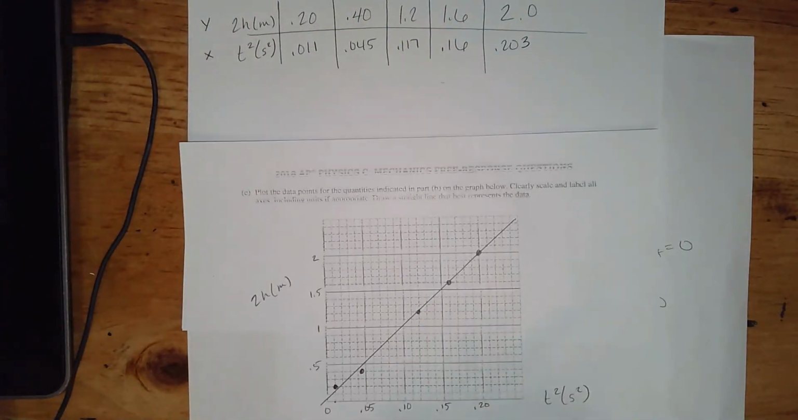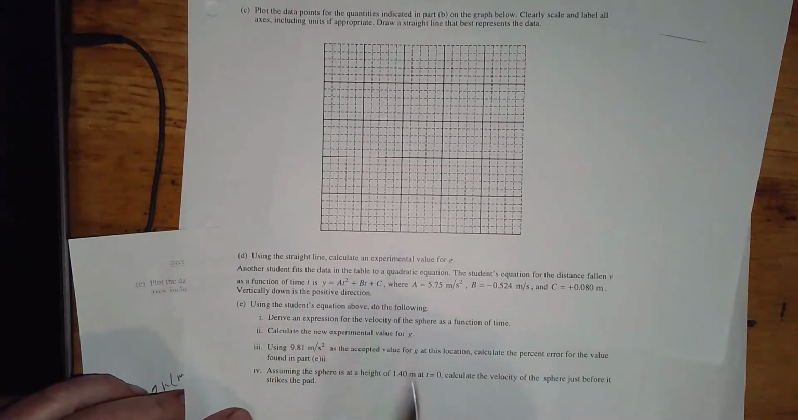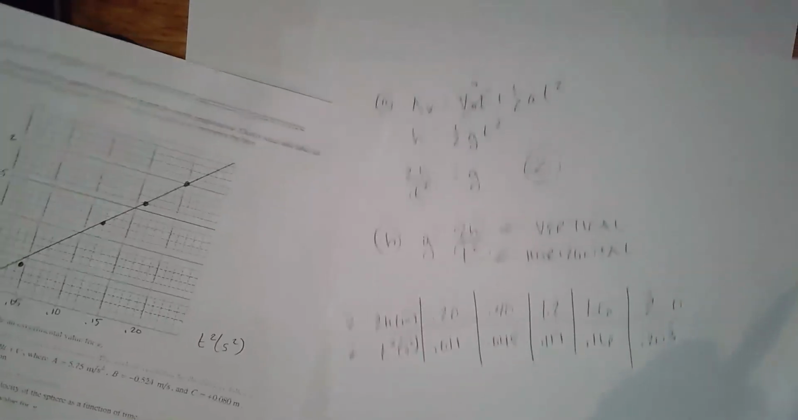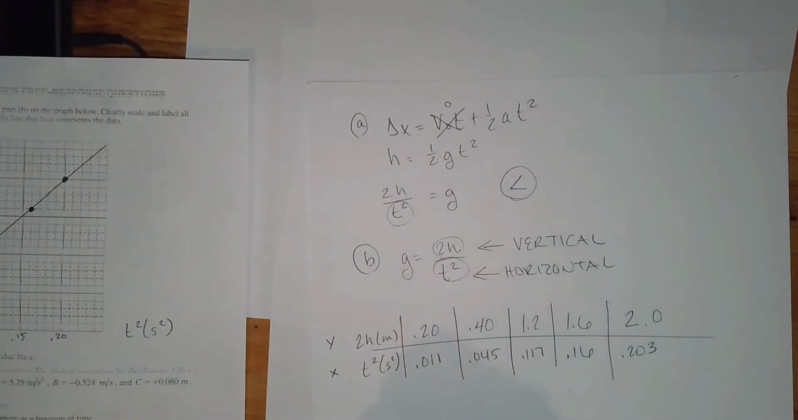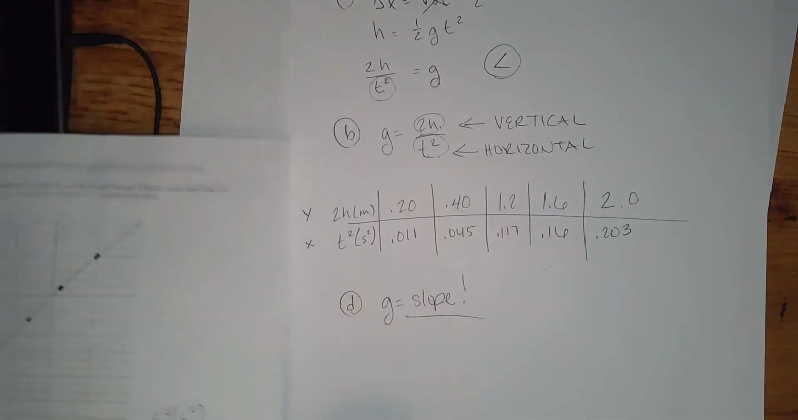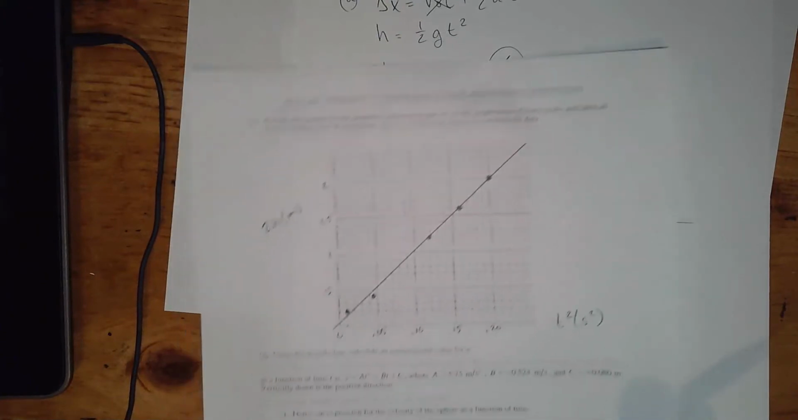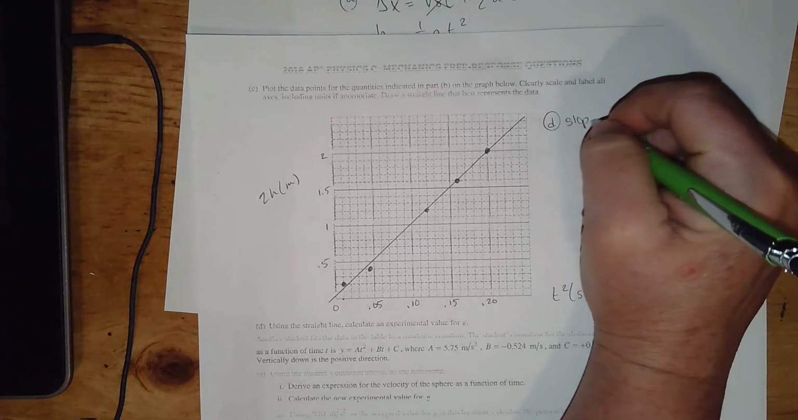Okay, now, put our other thing back here. Using the straight line, calculate an experimental value for G. Okay, so I just said up here, according to what I said here, G is going to be the rise over the run. So on that, G is going to be my slope, because that's what I figured that it's going to be. So we just need to find the slope of this thing. So this is the answer for D. So I'm looking for the slope.